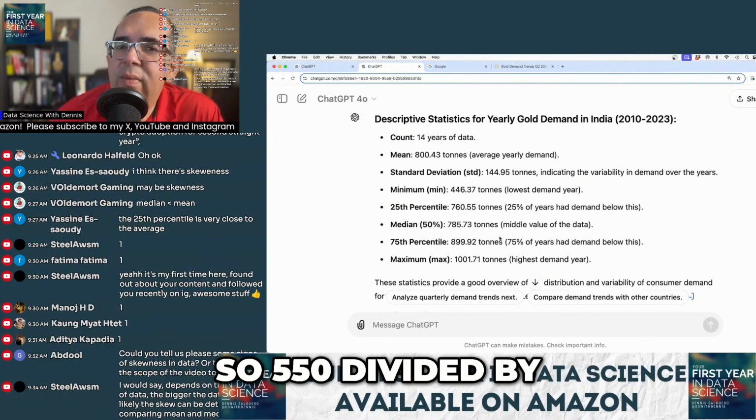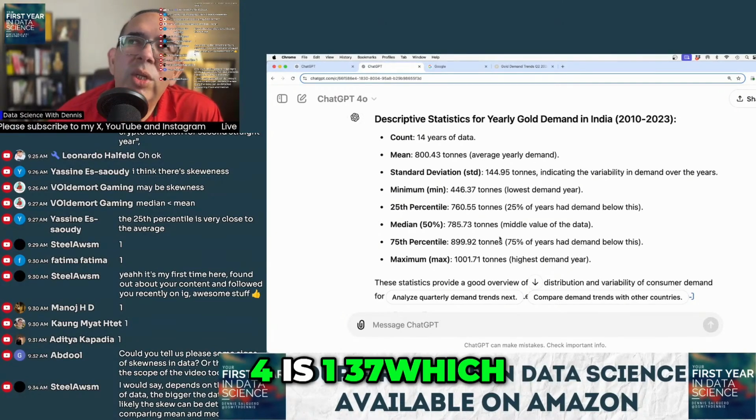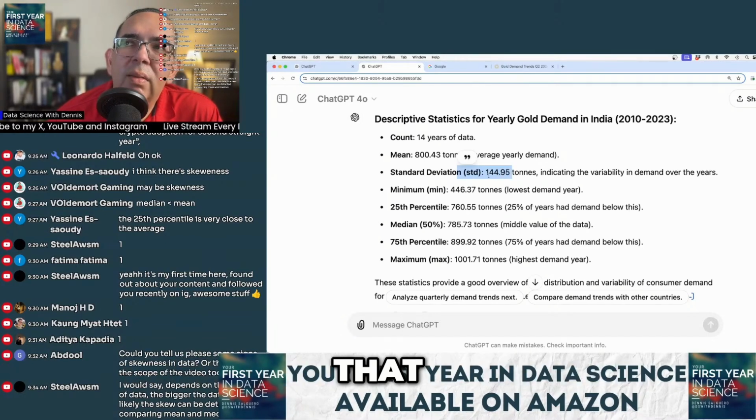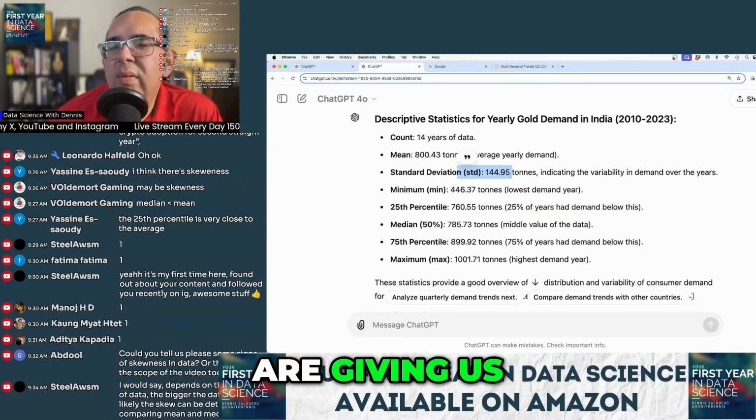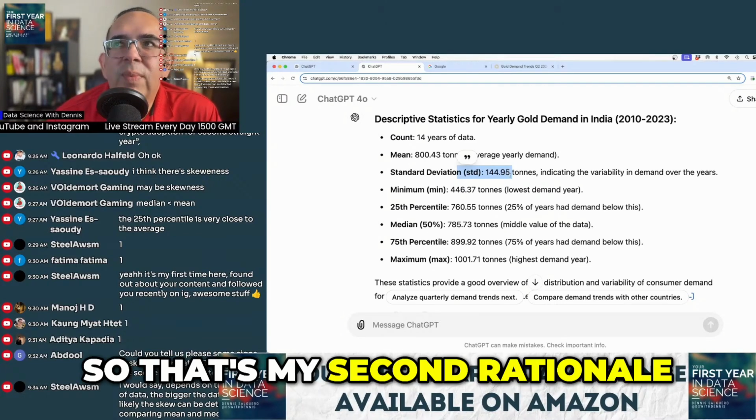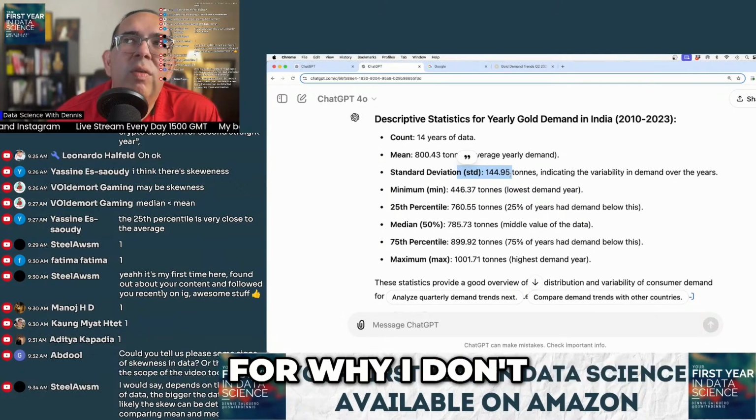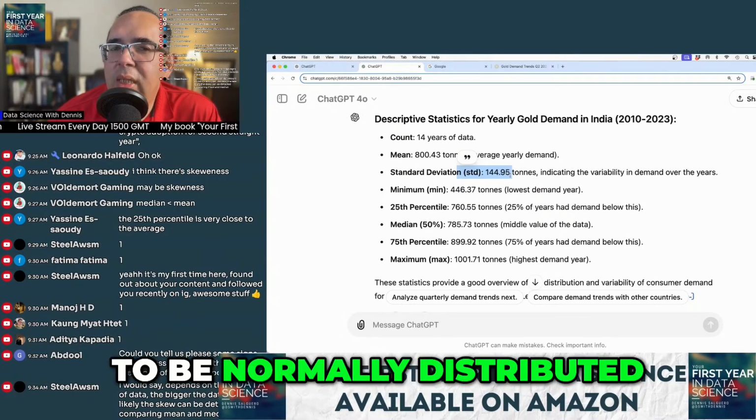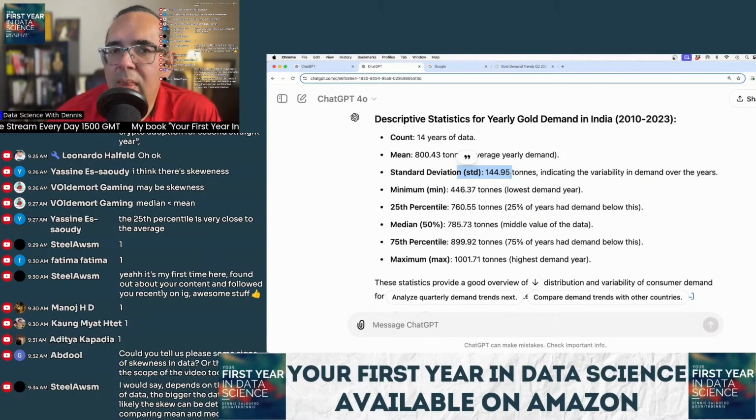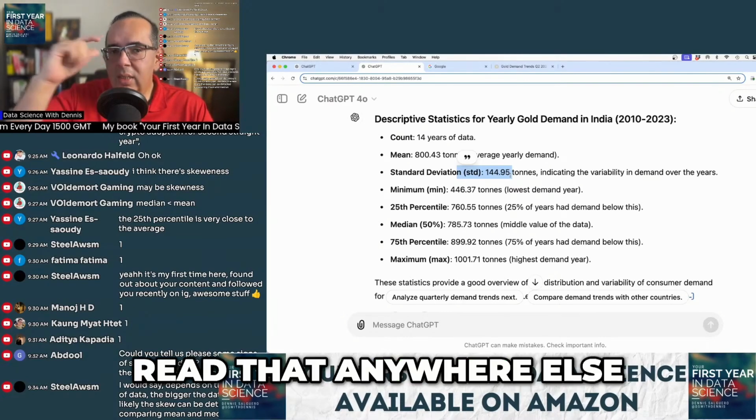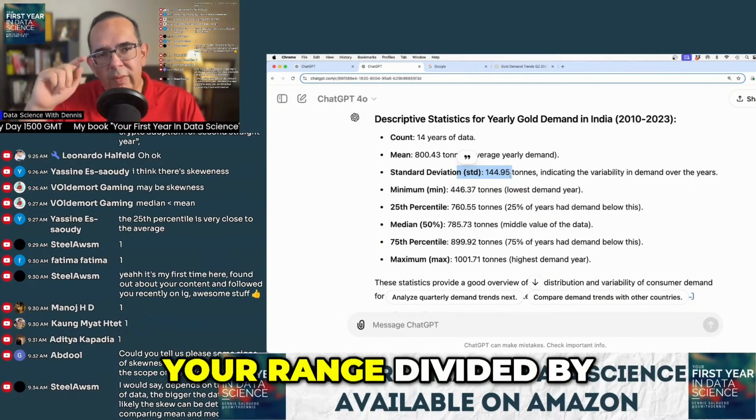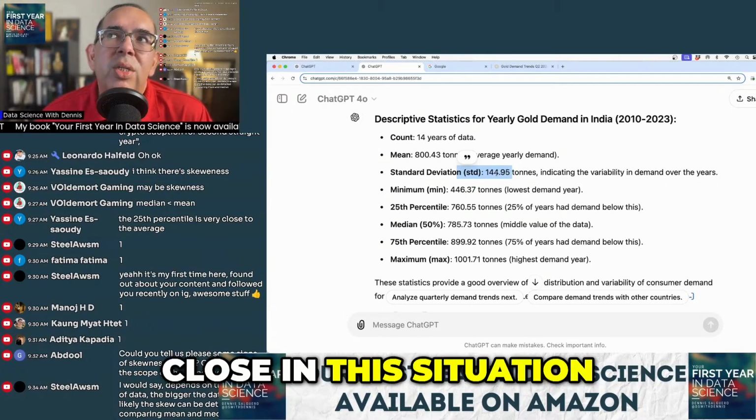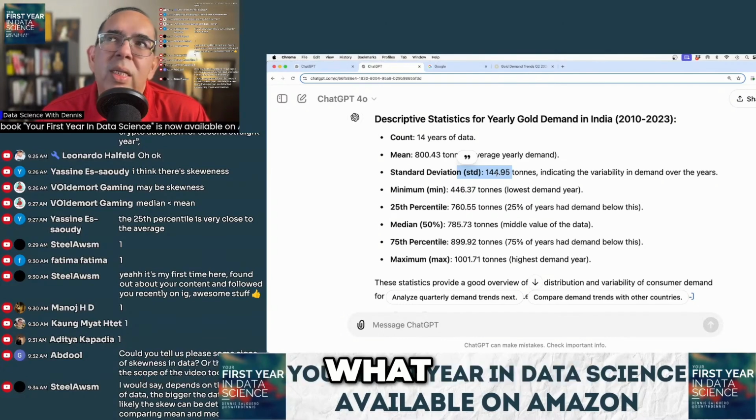So 550 divided by 4 is 137, which is pretty darn close to the standard deviation that these descriptive statistics are giving us. So that's my second rationale for why I don't think this is skewed. To me, that feels close enough to be normally distributed. But I'm telling you guys, you're not going to read that anywhere else. Write that down. Your range divided by 4 is a shortcut to finding standard deviation. And it's pretty darn close in this situation. Again, that's a variance of like, what, 7 or 8.